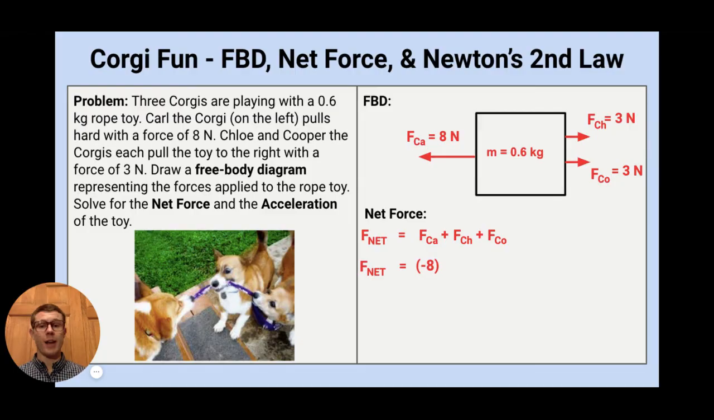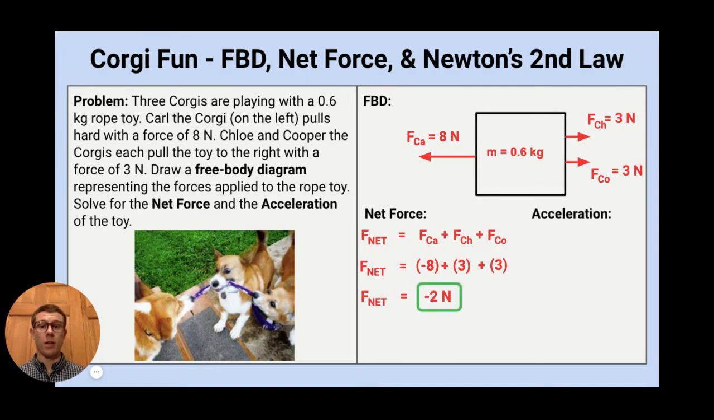Now plug in values. So we have negative 8 for Carl's force because he pulls the rope to the left. We have Chloe is a positive 3, and Cooper is also a positive 3. So when we add those together, we get a net force on the toy of negative 2 newtons. So there's a magnitude of 2 newtons being applied to the toy in the left direction.